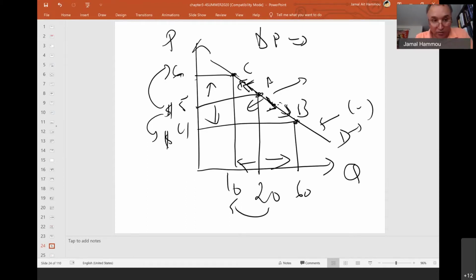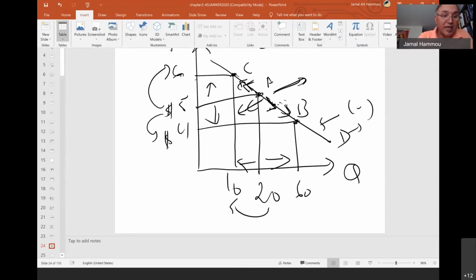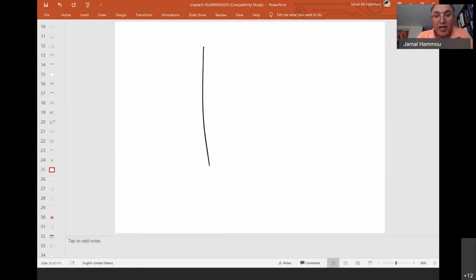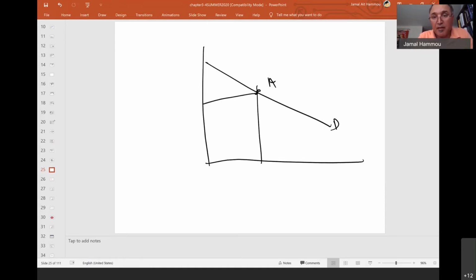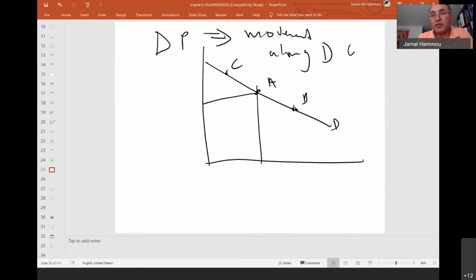So a change in the price will cause a movement along the demand curve. It does not cause you to move to the left or to the right. Every time you change the price, you are moving along the demand curve. You have to be careful. So when I say movement, this is A, B, and C. When I say a change in the price will cause a movement along the demand curve, what does that mean? I'm going to stay on the curve.